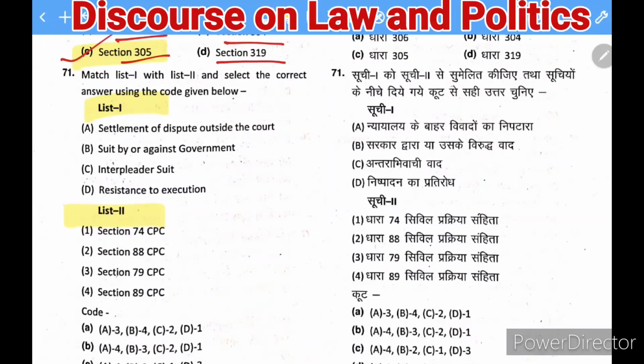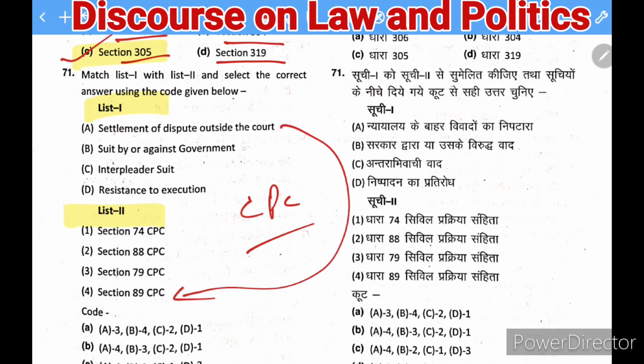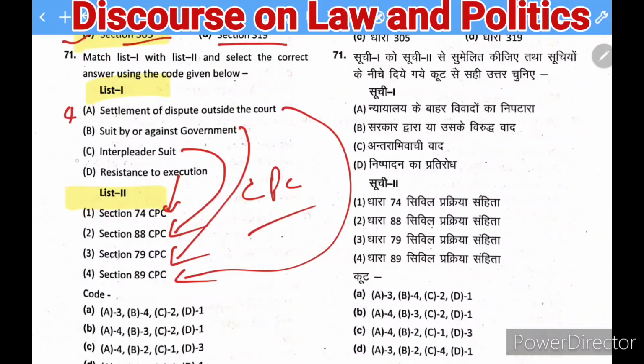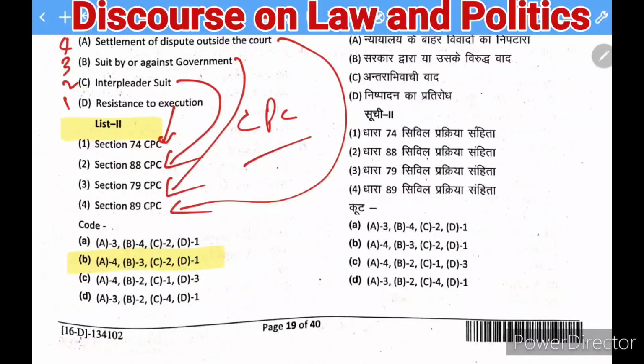Next question, again it is matching list 1 and list 2, and this time it is from the CPC. Now let's start the matching one by one. Settlement of dispute outside the court is in section 89 of the CPC. Suits by or against the government is in section 79 of the CPC. Interpleader suit is in section 88 of the CPC. Resistance to execution is in section 74 of the CPC. So this is how you can find the correct code, which is 4324321. So this is the correct code. And the right answer of this one you can see here is B. This is correctly matched here.